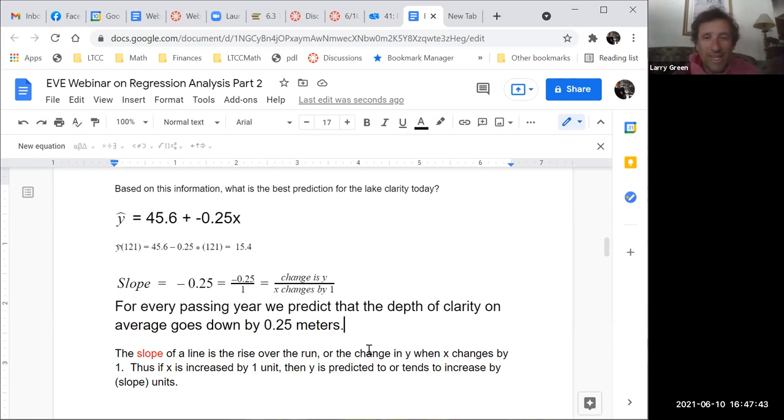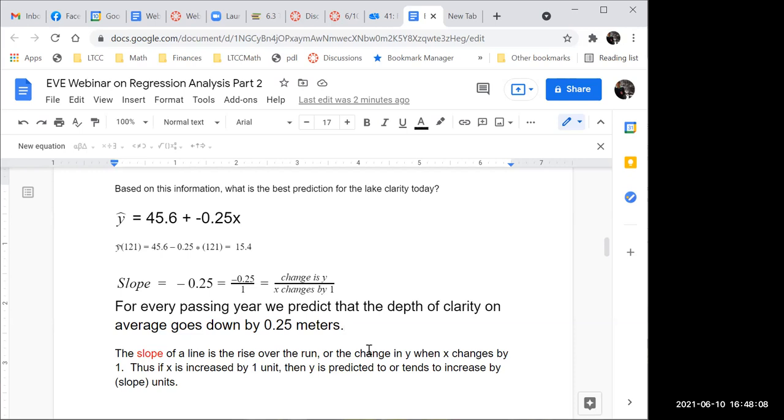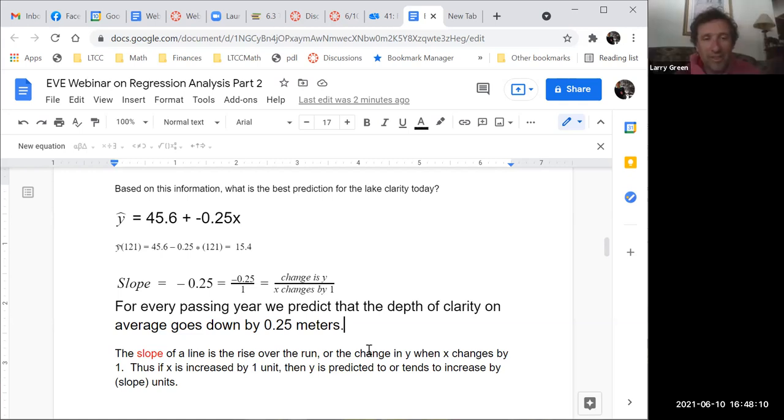I'm hoping you know that, especially if you live in Tahoe. I don't see it. So what do you think? Is it good that it goes down by 0.25 meters every year? No, it's a disaster. It's terrible for us. And that's why, again, they looked at this and they said, we can't let this continue.